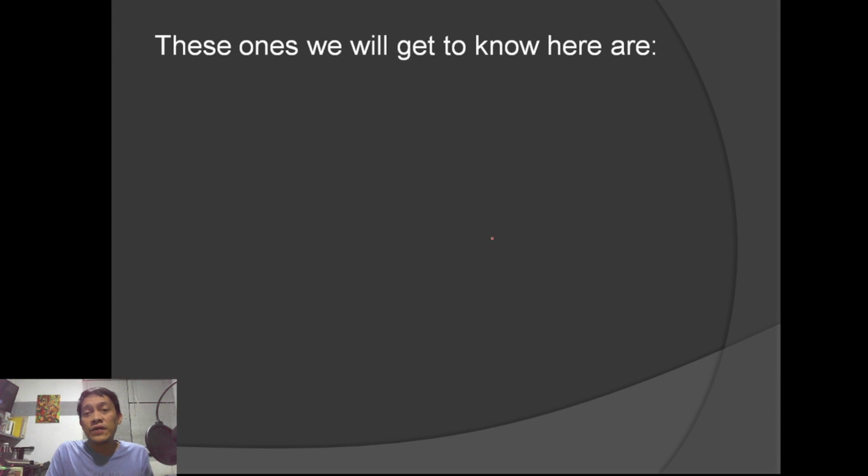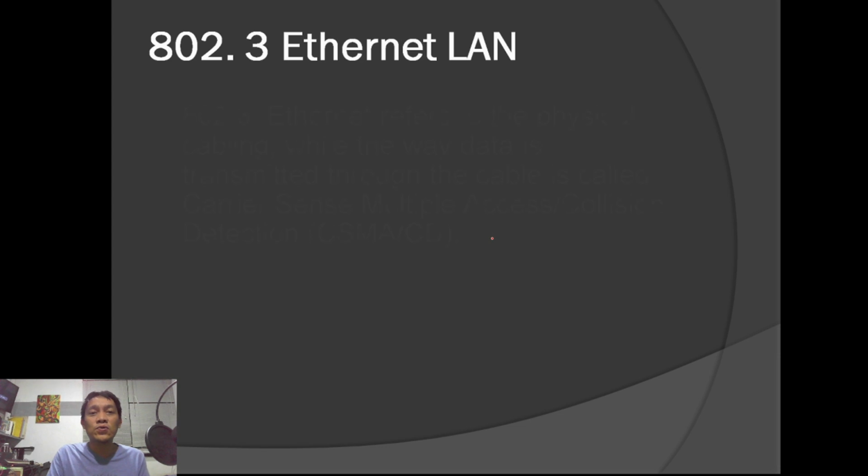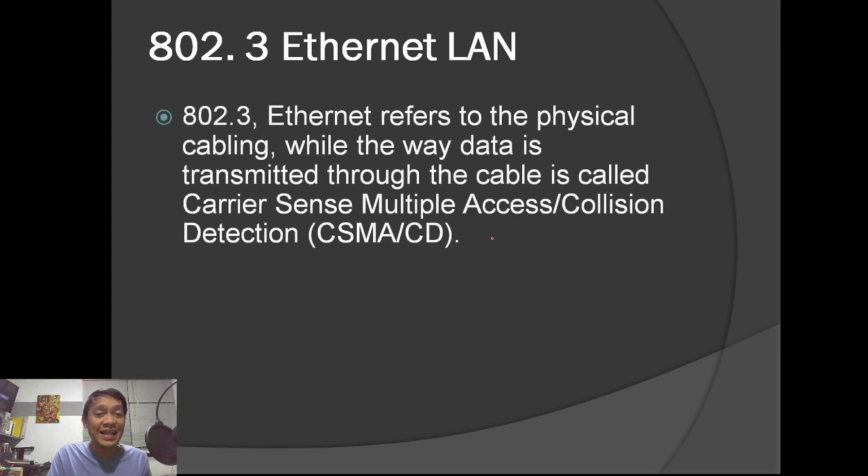Okay, so there are several standards under 802. We have the 802.3, the 802.7, the 802.8, and the 802.11. The 802.3 is what we call the Ethernet LAN. Ethernet LAN refers to the physical cabling, while the way data is transmitted through the cable is called carrier sense multiple access collision detection. The 802.3 standard is the Ethernet.